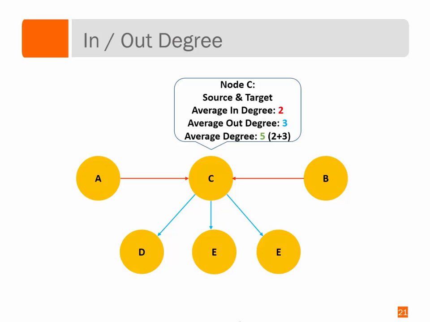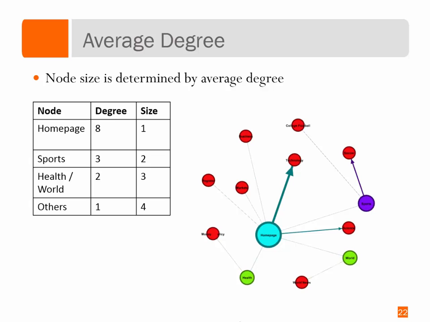Now, with each of these, whether it's average in, average out, or average degree, it's going to change the way the nodes and relationships are visualized. So here's an example of average degree, the last one we discussed. The node size is determined by average degree, so we don't necessarily distinguish between whether the relationship is in or out.